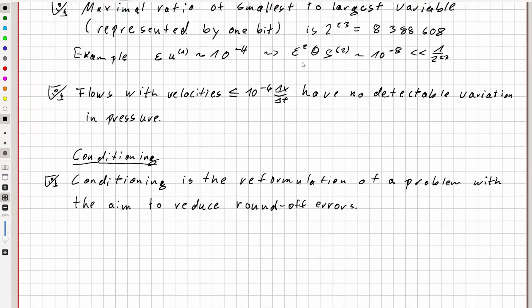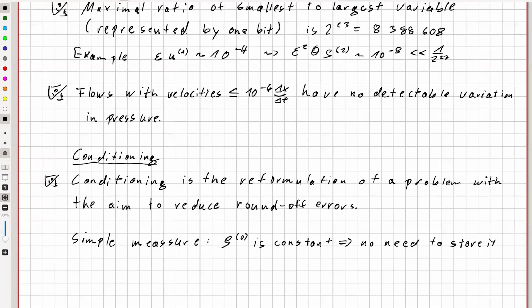So, the simplest thing is the most successful, and the simplest thing is, I've mentioned this yesterday, simple measure. This rho 0 is constant, yeah? So if it's constant, then there is no need to store it. Right?